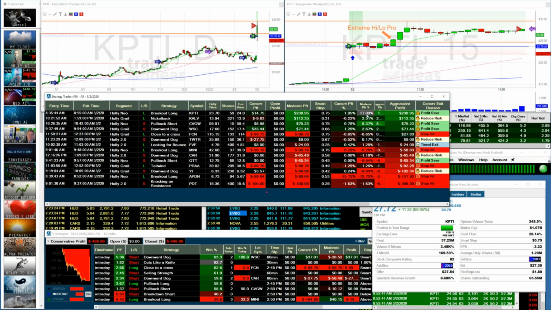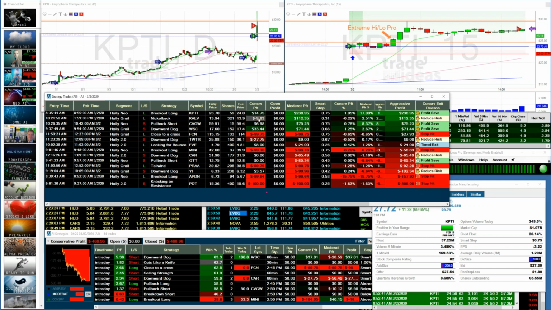All right, so just keep that in mind as you move forward. Anytime you see the AI closing a trade in profit save mode, which was right here, and that's what gave us the 1475. A lot of the time, those reduce risk and profit save signals can be good entry signals as well.